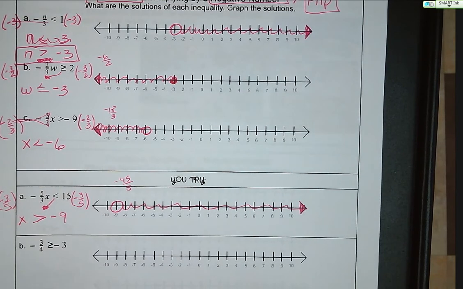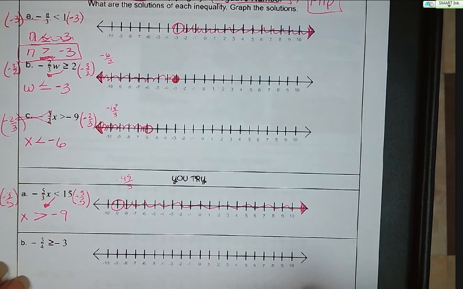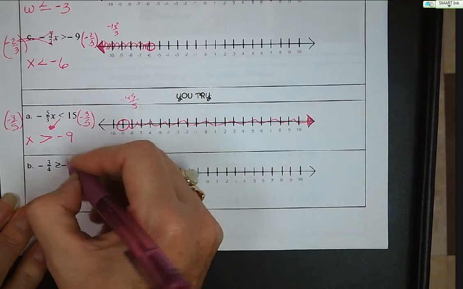Letter B, we're going to multiply by negative 4/3 on both sides of the equal sign.